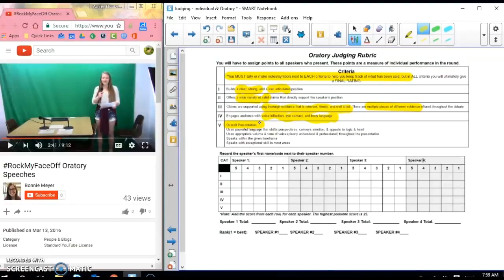So did they use powerful language? Did it impact you emotionally? Did it appeal to logic and to heart? Did they have appropriate volume and tone of voice? Did they speak within their given time frame? And did they speak with exceptional skill in most areas?